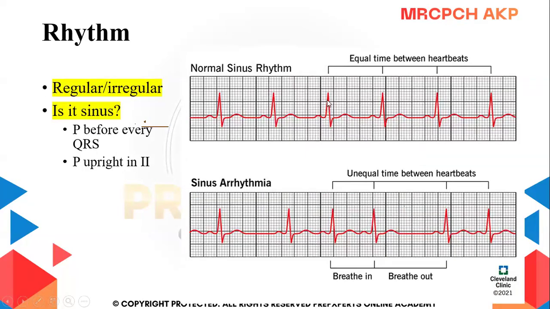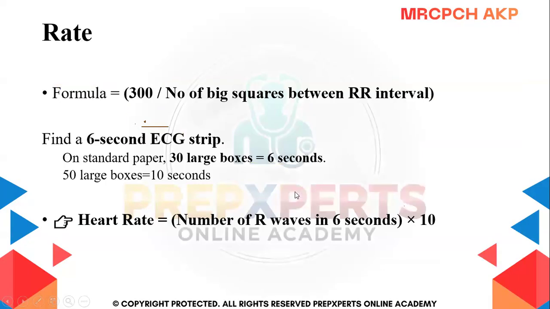Like this, okay? So this is R and this is the next R wave. You have to calculate the number of large squares. So this is a large square, right? You'll calculate these and divide 300 by that number and you'll get the heart rate. But in case of irregular rhythm, what are you going to do? You have to count the R waves in the ECG strip and multiply it by 6.